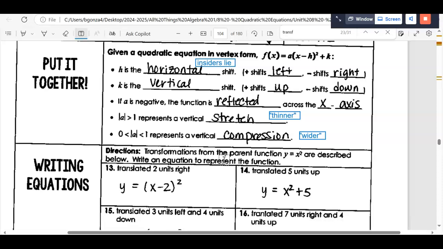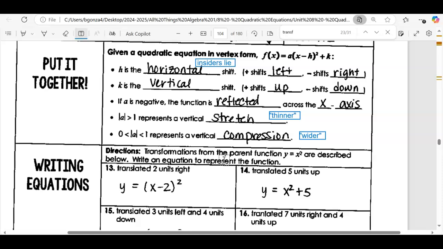Ready? Here's the next part. This is what we need to know for today, okay? This is the most important part. Put it together, okay? So first thing we talked about, insiders lie. Horizontal shift, plus means left, minus means right. Very important that it's opposite. Vertical, plus is up, minus is down.